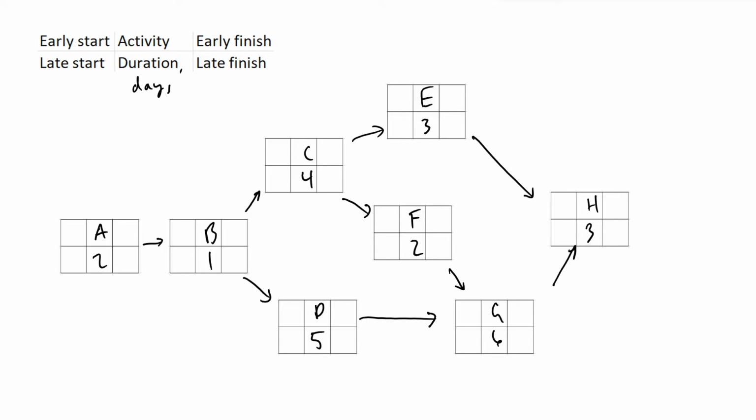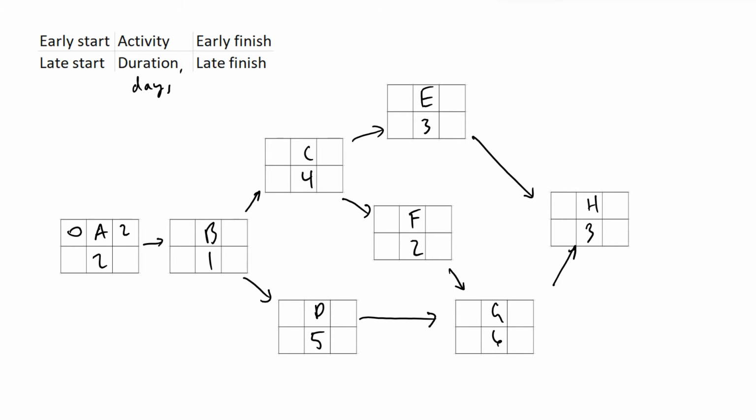Now what we're going to do is the forward pass in order to determine the project duration of our project. We're going to assume that we start on day 0. So I'm going to put a 0 right here in the top left of activity A. If I let A start on day 0, and we know that A lasts for 2 days, then I know that the early finish date for activity A is going to be day 2, because 2 equals 0 plus 2. So we're doing this little diagonal like that.